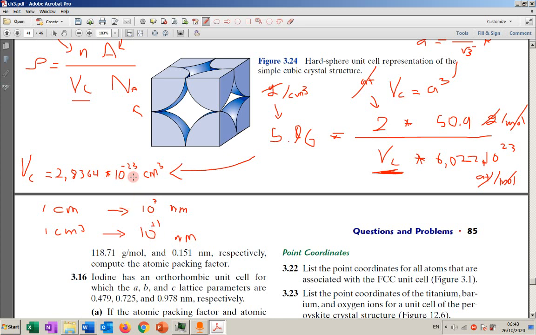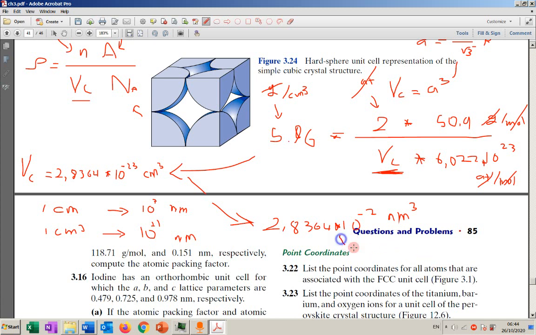So 21 with 23, that's going to be 10 to power. So if I bring this one back here, it will be 2.8364 times 10 to power minus 2 nanometer cube, multiplied by 10 to power 21.